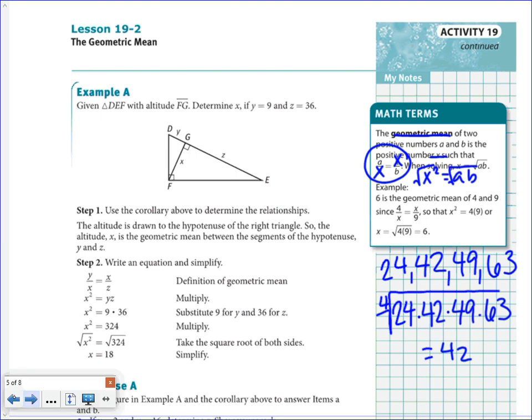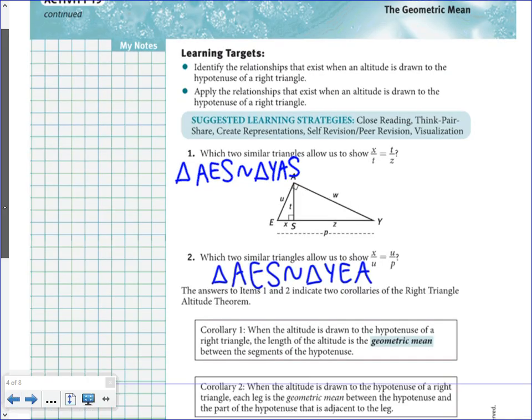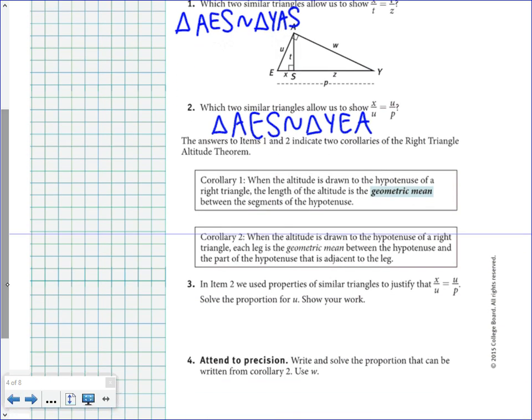So now let's go back to the corollary. So look in here. The altitude is the geometric mean between our segments of our hypotenuse. So if you look at that figure that they have at the top of the page, our altitude is given by t. And so we could say t is our geometric mean.